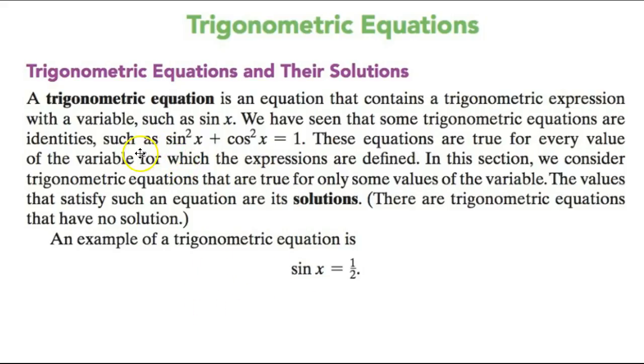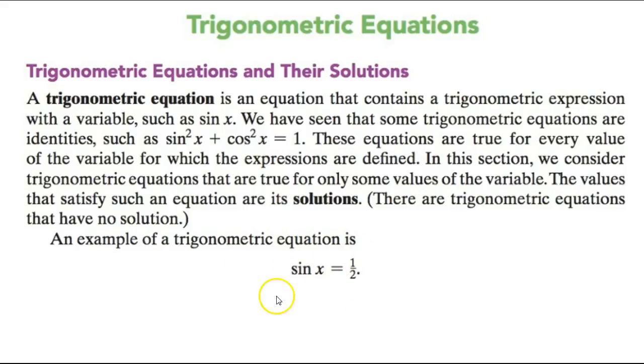Okay, some are identities, and we've got to remember things like sine squared x plus cosine squared x equals 1 is an identity, which means it's always true for any x that you want to put in there. That's always going to be true. All right, but what we want is equations that are just sometimes true. They're not true for every x, they're just sometimes true.